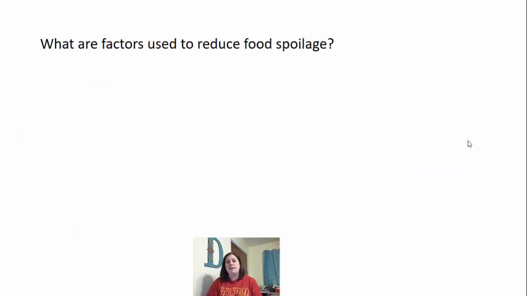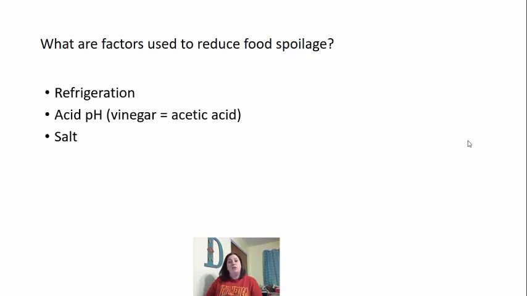So based on these conditions, what factors are used to help reduce food spoilage? Because again, we want our food to last as long as possible. Well, of course, we can do refrigeration. Refrigeration can stunt the growth of some microorganisms, even though it doesn't kill them. We also could use acids because the acidic pH causes them to not want to grow, and this is why we might use vinegar with the whole idea of pickling.